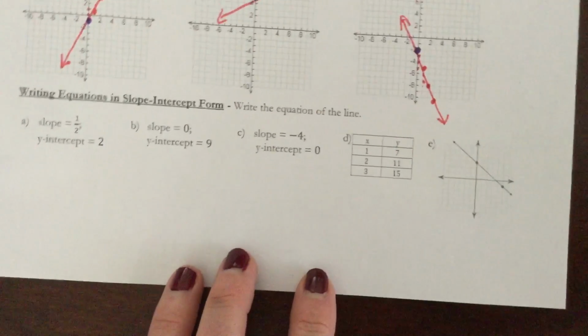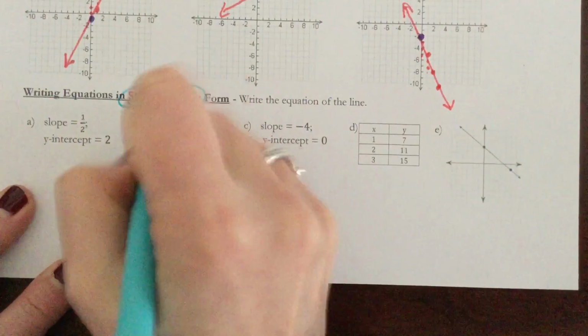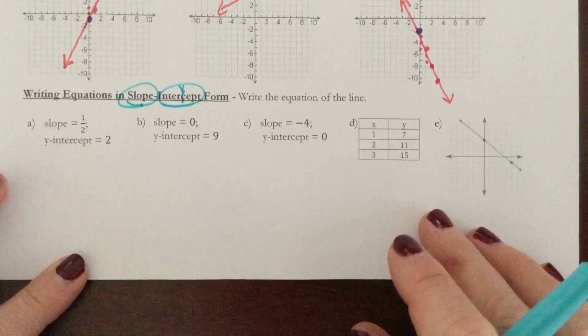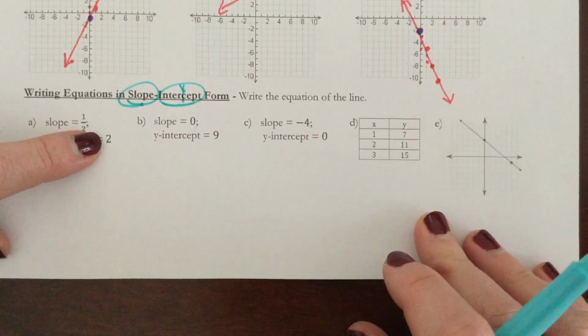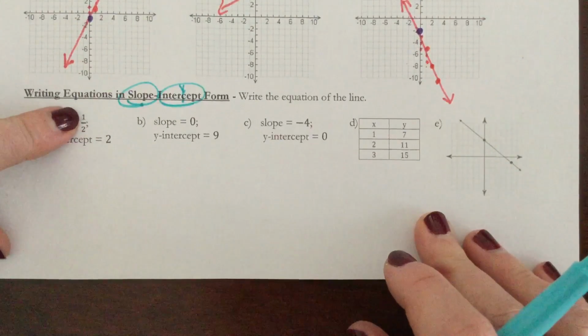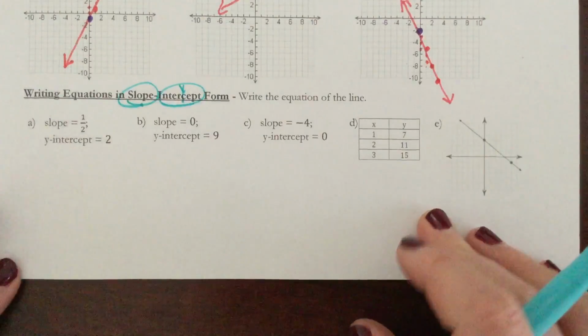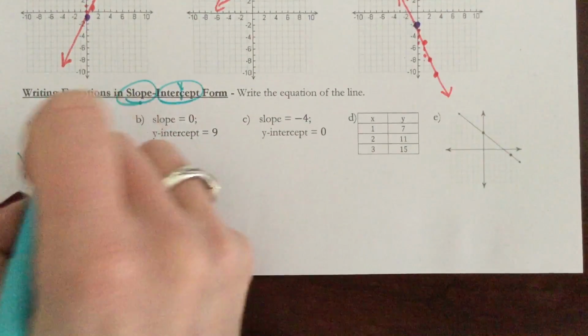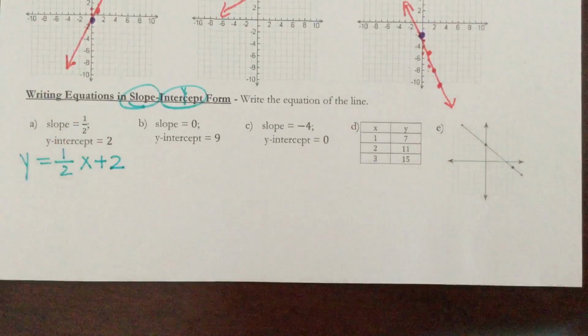The last thing that the video talked about doing was being able to write equations in slope-intercept form. The name slope-intercept form tells me exactly what I need in order to write the equation. I need a slope, and I have to have the y-intercept. In A here, I have a slope, and I have a y-intercept. Remember that slope is m, y-intercept is b. So we're ready to write our equation. Y equals my slope times x plus my y-intercept of 1/2.